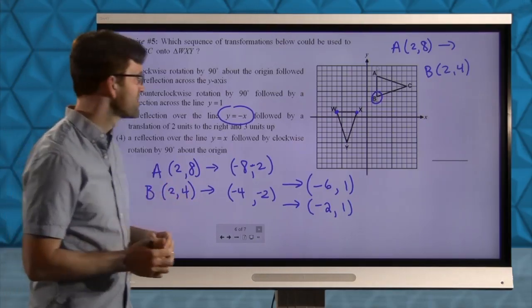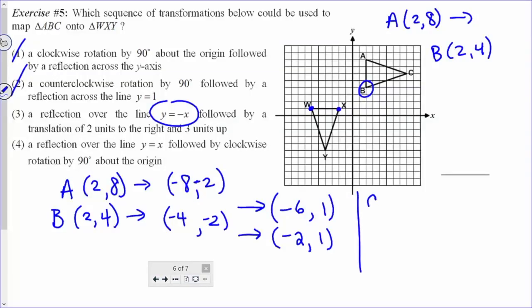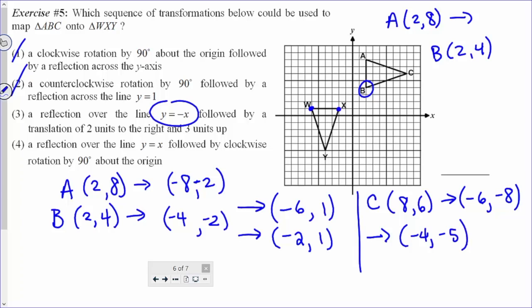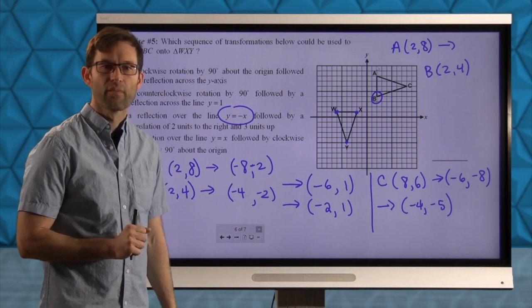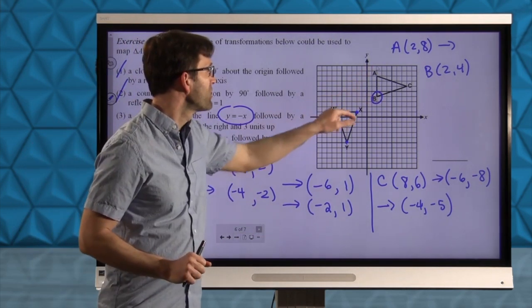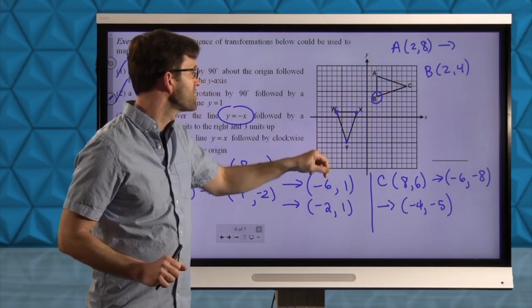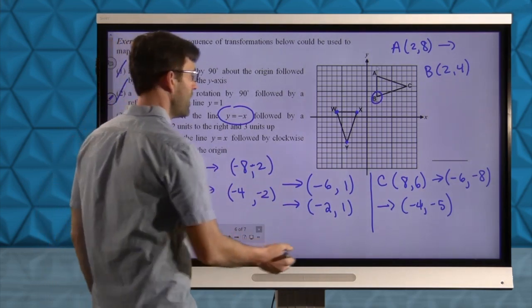It does, but let's take a look at it. So C starts at the point 8, 6. Again, after a reflection in y equals negative x, that becomes negative 6, negative 8. When I then translate it 2 to the right, that would be negative 4, and 3 up, that would be negative 5, and negative 4, negative 5 puts me right there. All right, so A mapped to W, B mapped to X, and C mapped to Y, and we've got choice 3.